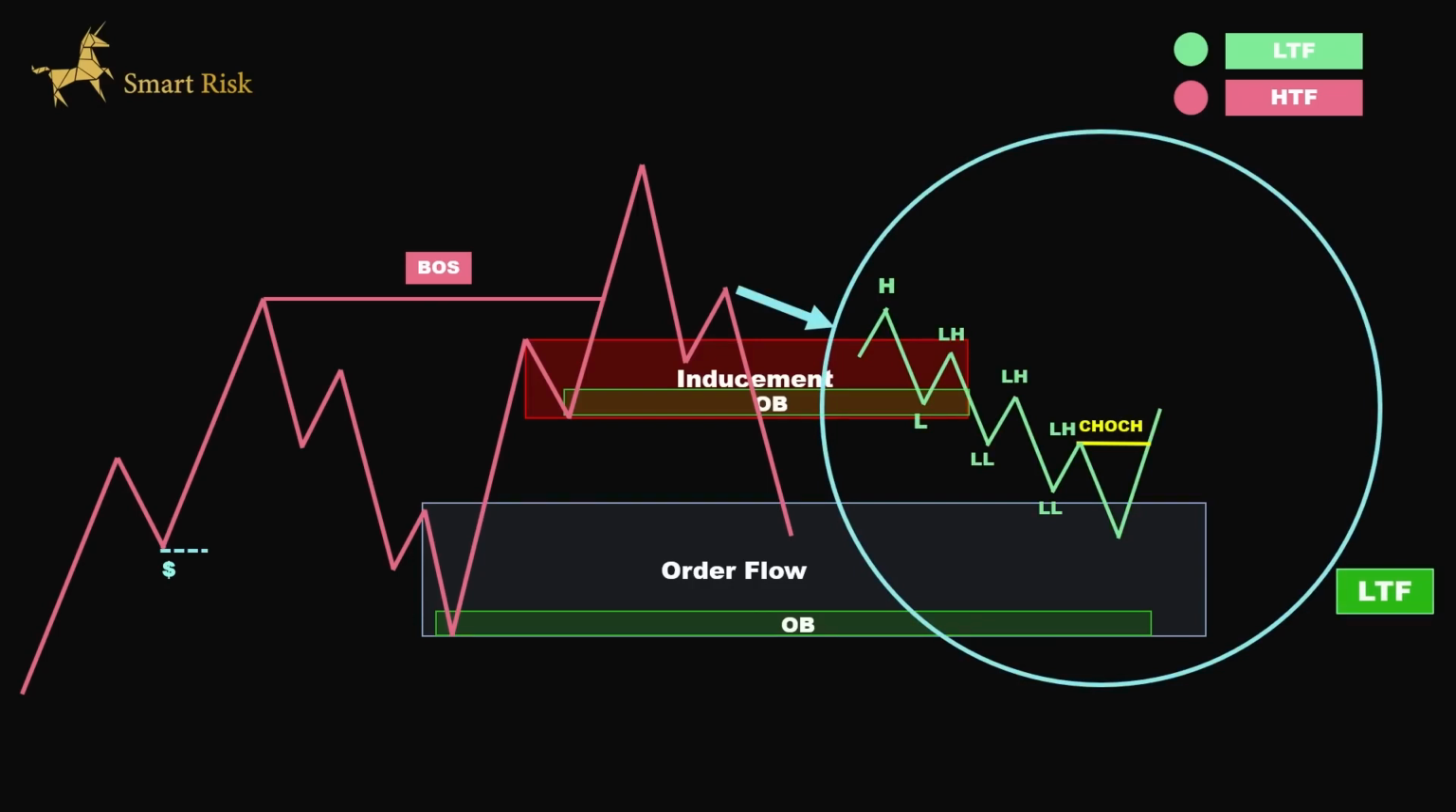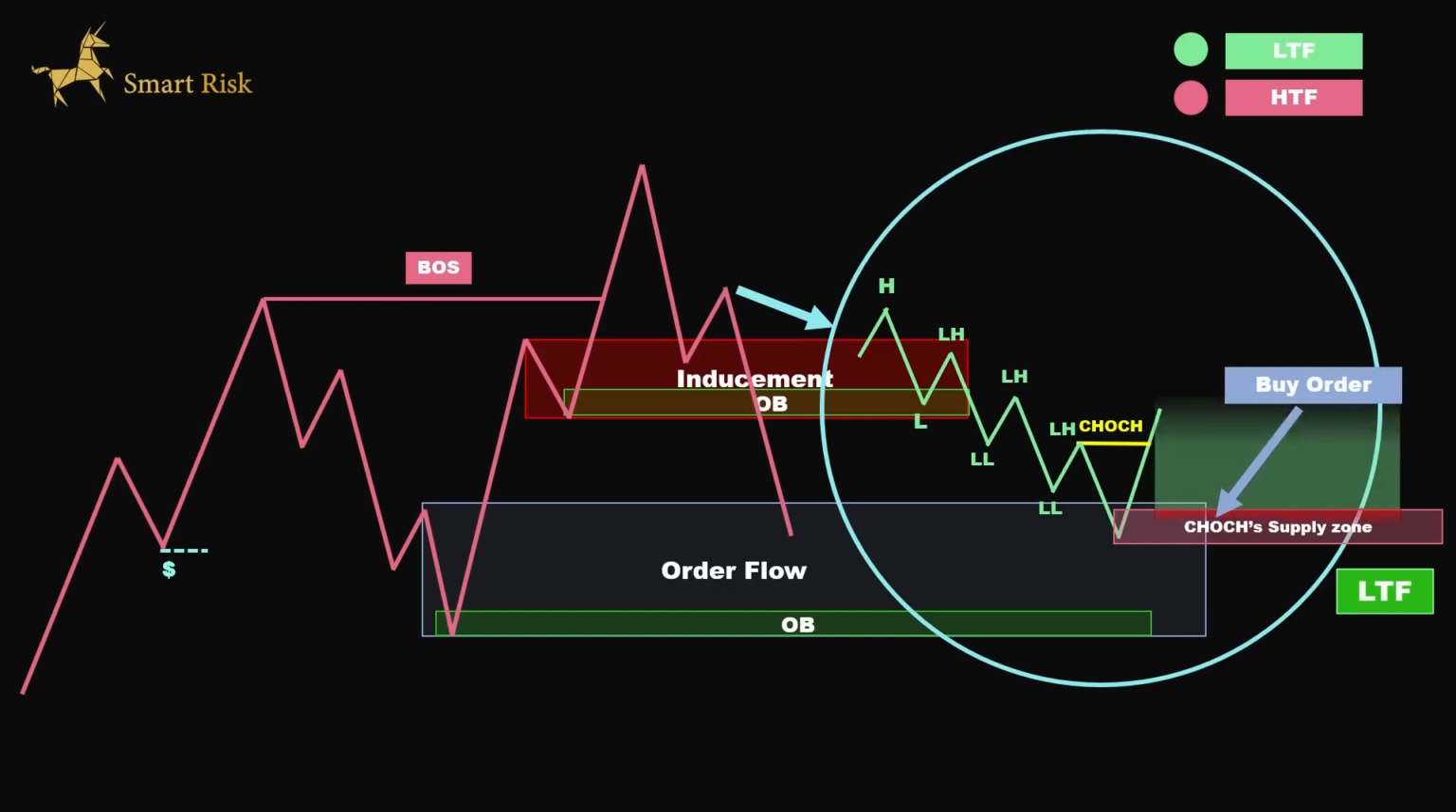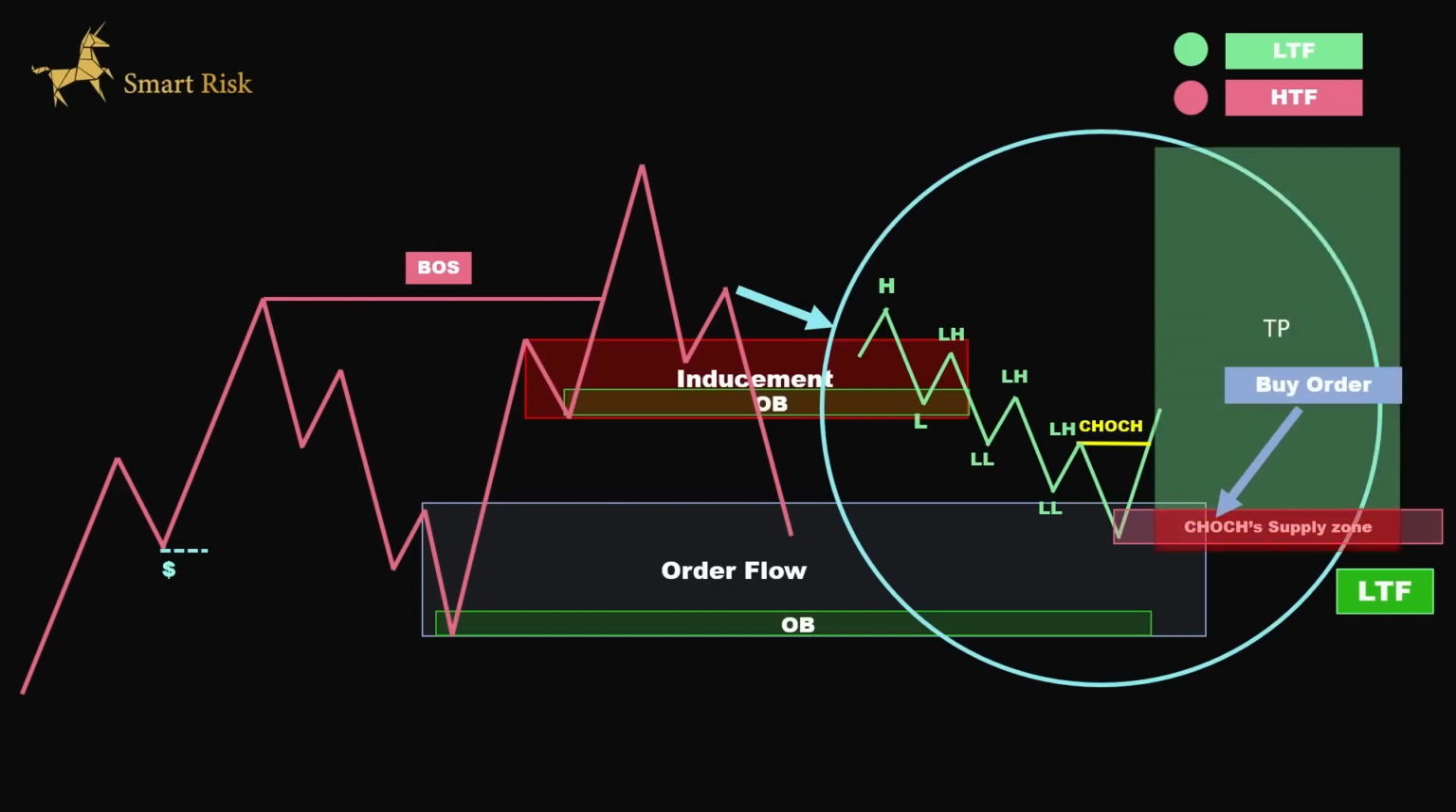After identifying a valid change of character, the next step is to highlight the order block generated by the Chalk's wave on the lower time frame. At this stage, we can place a buy order at the highest point within the order block zone. To manage risk, our stop loss should be set a few pips below the lowest point of the zone. As for the take profit level, we have the option to target either the most recent unmitigated supply zone or the swing high. By following this trading strategy, we aim to capitalize on the bullish order flow and maximize our potential profits while effectively managing risk.